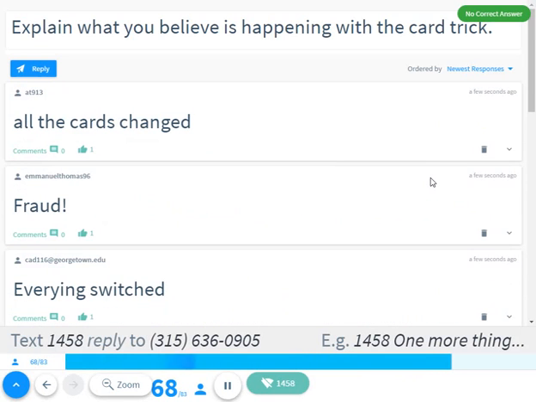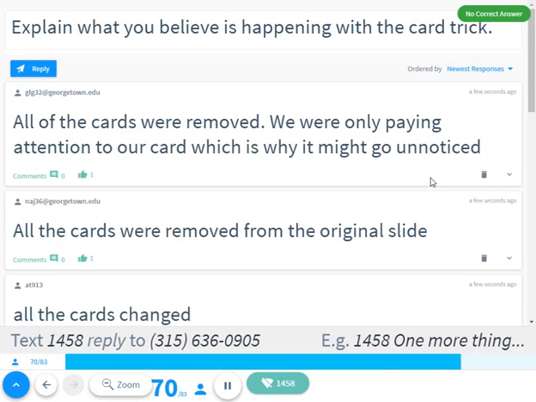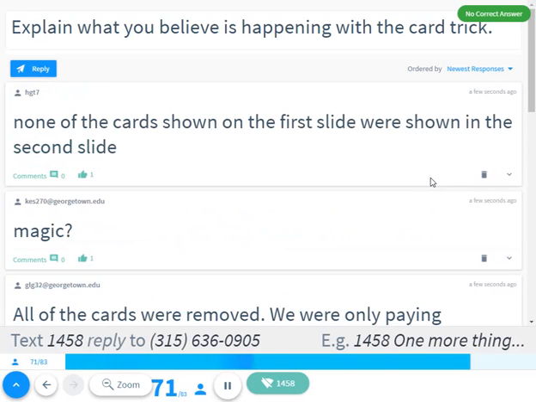Hey, let's not call people names here. Fraud. Yes, it is fraud. Magic, though.